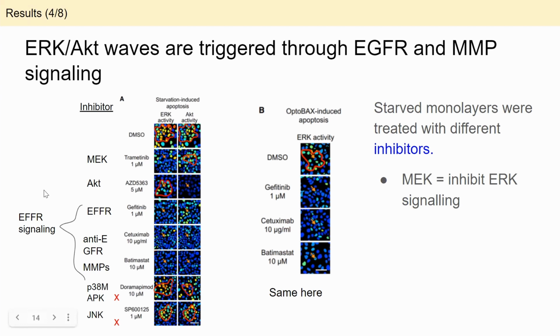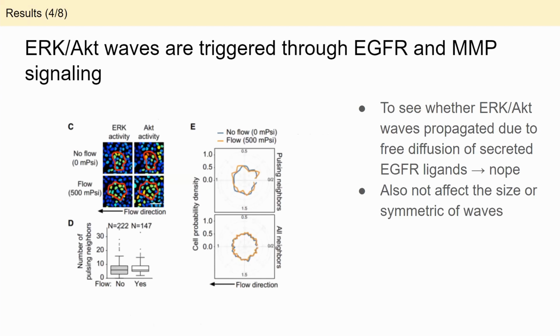Okay, so another thing they found is that the EGFR signaling is obviously doing something to these two activities, because once they inhibit these EGFR signaling factors, there is no activity at all in these two in the cell. They also did the same in starvation-induced apoptosis and also in other damage-induced apoptosis, which means that in the condition of starvation or other external damage, this signaling pathway might be the same.